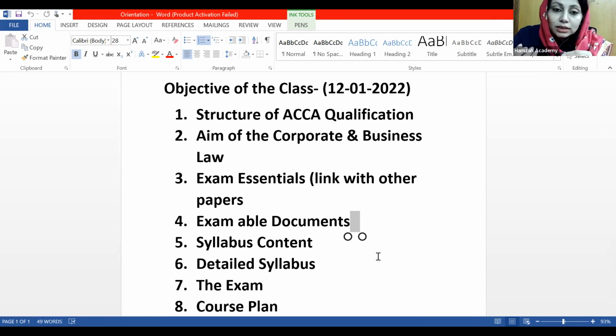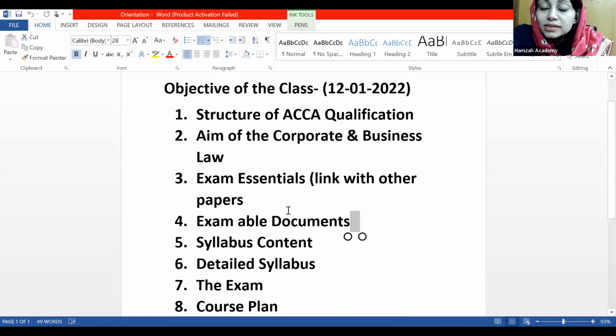Now let's start with the orientation, the introduction class. The objectives of our class are, firstly, we will understand the structure of the ACCA qualification and where our paper falls. Number 2, what are the aims of Corporate and Business Law, and why we are studying this paper. As by the name of the qualification, we are going to become associated chartered accountants, so why are we studying a law paper? The second heading is about that.